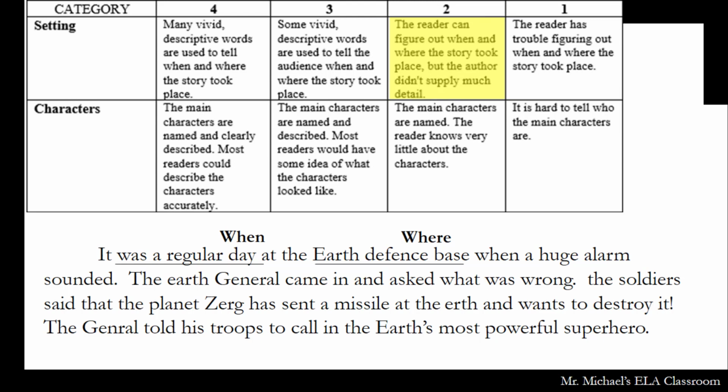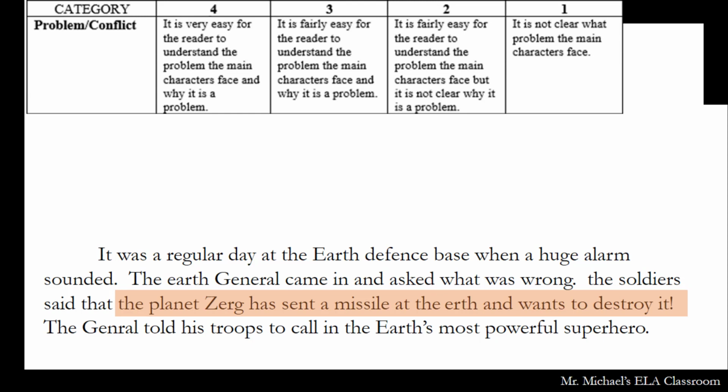And then the characters, they're not even named. I said the Earth General and Powerful Superhero. Sorry, they're not even named and they're not described at all. Is the General tall, short, fat, thin? And what on earth is the most powerful superhero going to look like? So they're not described well. So that's a 1.